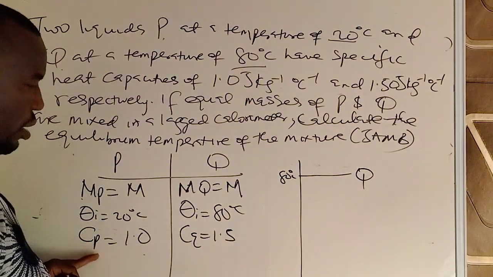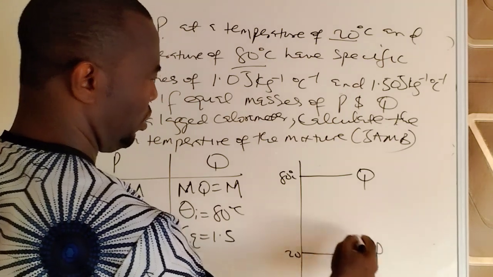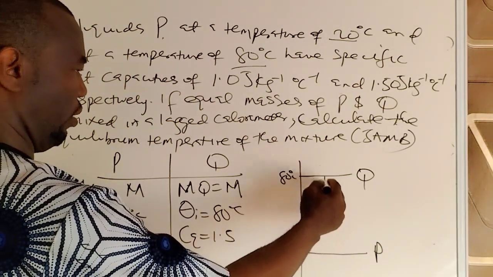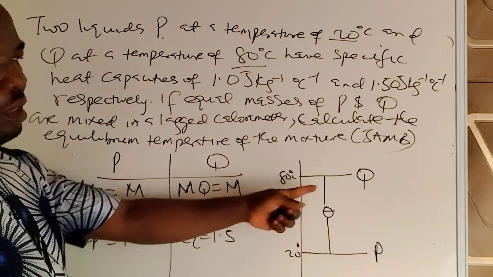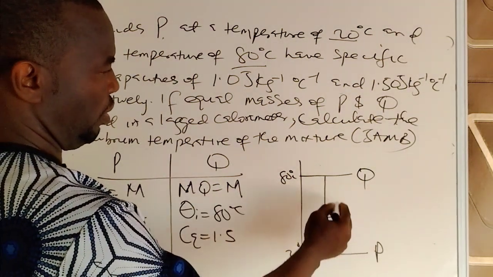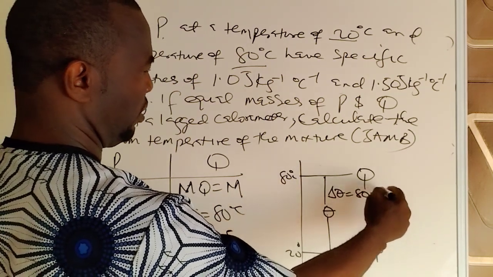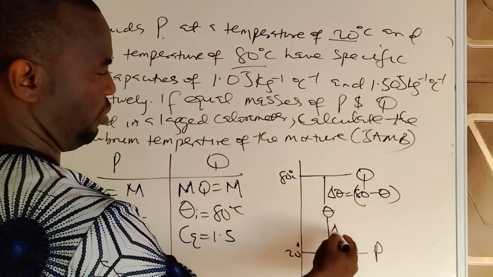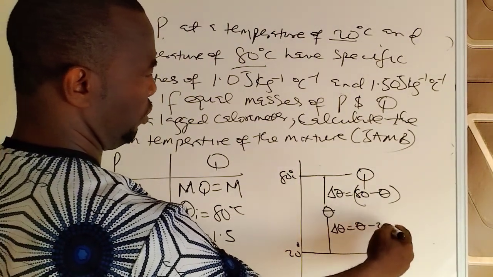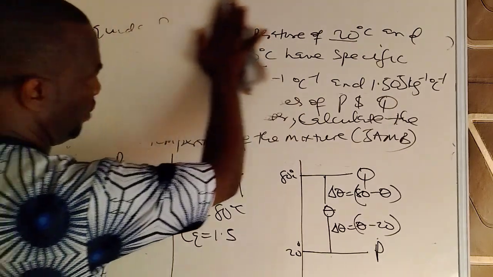While P is at a lower temperature, which is 20. So this is our P: 20, and Q is 80. The final temperature is unknown, theta. Q is losing heat, so the temperature difference for Q will be 80 minus theta, because this is higher. This one is gaining, so the difference will be theta minus 20 for liquid P. Having understood that, we can write the equation and then move on to solve the problem.